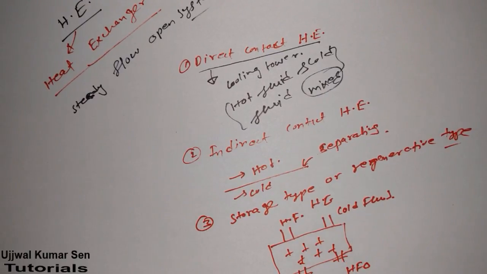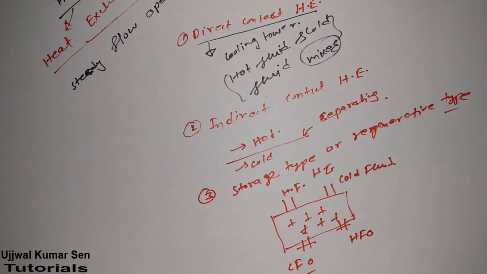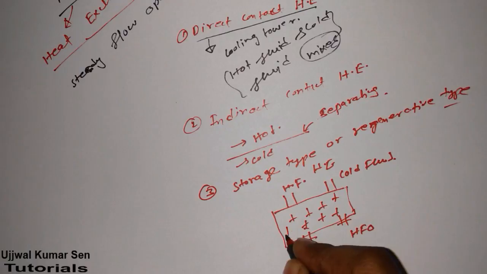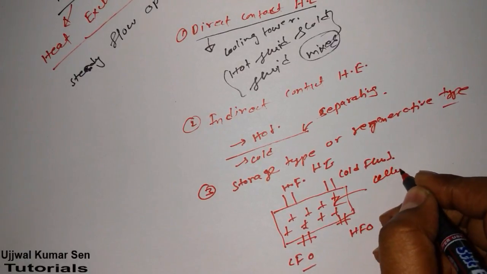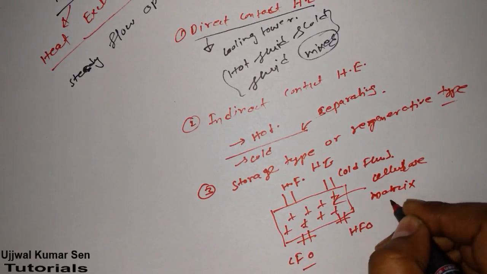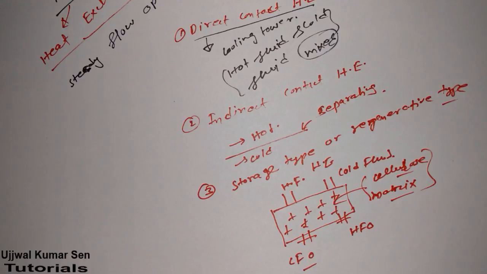What happens in this type of heat exchanger? We first flow one of the fluids at a time, and then we flow the other fluid. In this way we exchange heat from hot fluid to cold fluid. And you know what happens here, all these are matrices, and these are cellulose matrices, and this is how it exchanges heat.